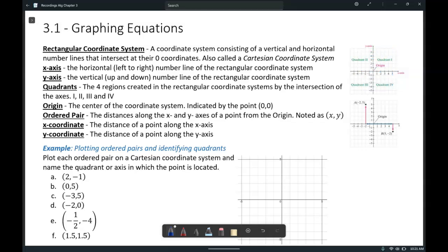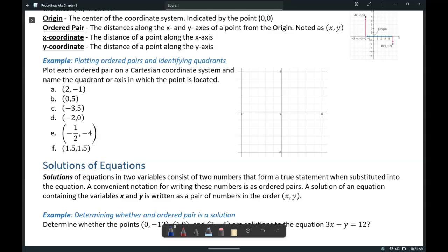Ordered pairs are what we refer to points on the coordinate grid using the notation of x comma y, where x is the distance along the x-axis and y is the distance along the y-axis. So what we can do is take a little bit of time to plot some of these points on a coordinate grid, remembering that the first coordinate is along the left and right axis, and the second coordinate is along the vertical axis. So the point 2, negative 1 means that we're going to start at the origin and we're going to plot 2 units to the right and 1 unit down in order to get our point 2, negative 1.